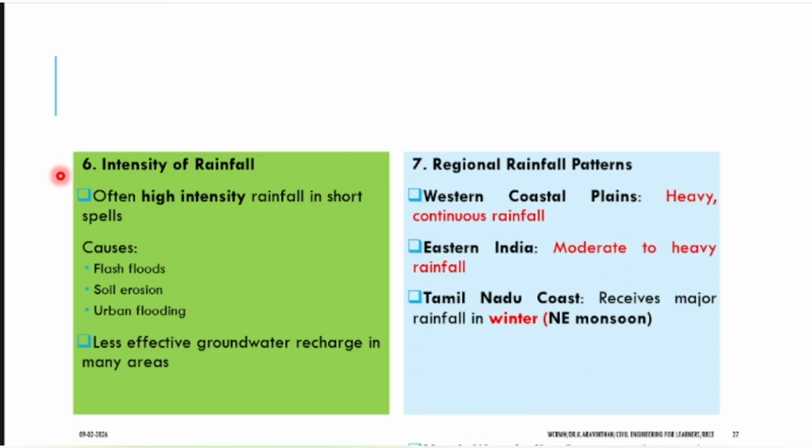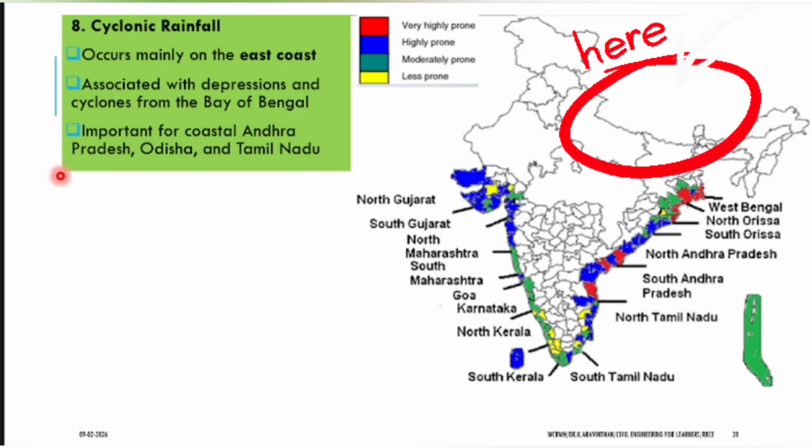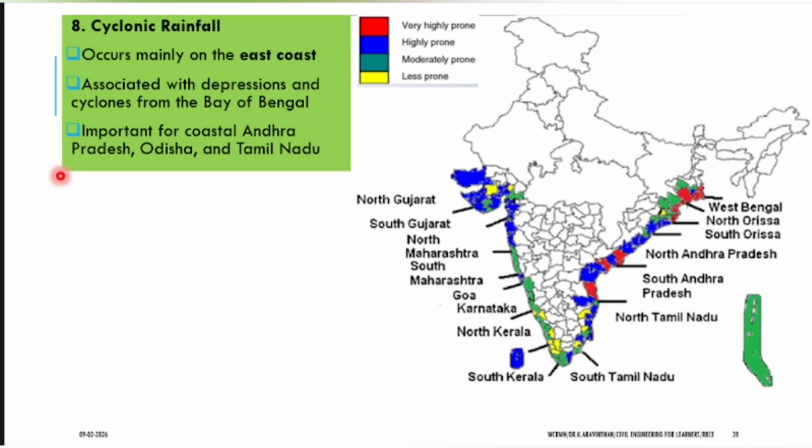Next thing is regional water patterns. Heavy rainfall and continuous rainfall happen in western places of India, while northwestern places are scarce and irregular. This northwestern part, which has scarcity, is having a high amount of rainfall.